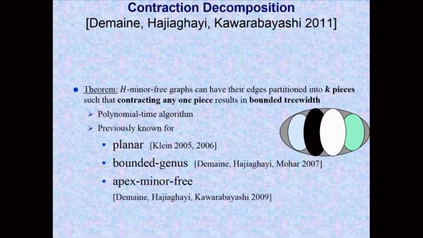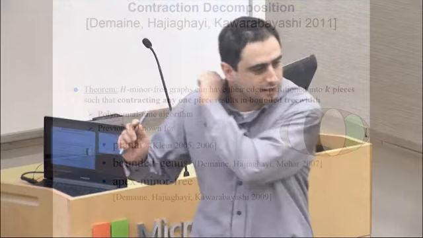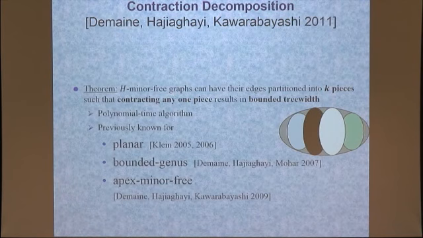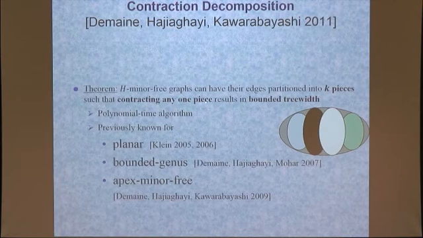This was the whole idea: we consider only closed under contraction; we don't want to just delete, we want to somehow contract. And this is the theorem; if we have time, I will give some ideas of the proof. It's complicated, but it's a very nice one, and it can solve lots of problems. Any h minor free graph has its edges partitioned into k pieces such that contracting any one piece results in a bounded treewidth graph.